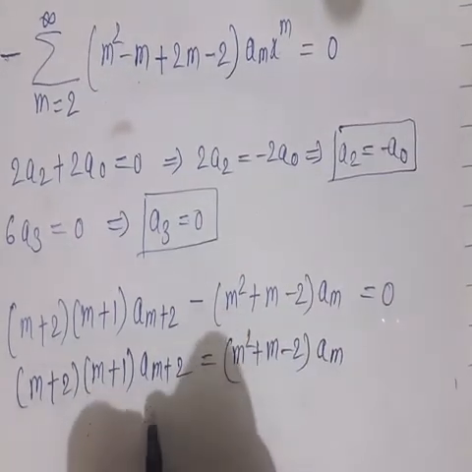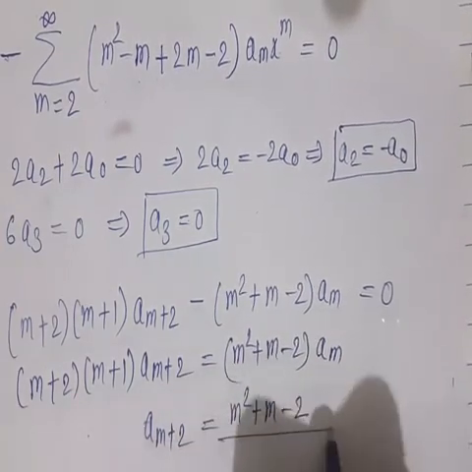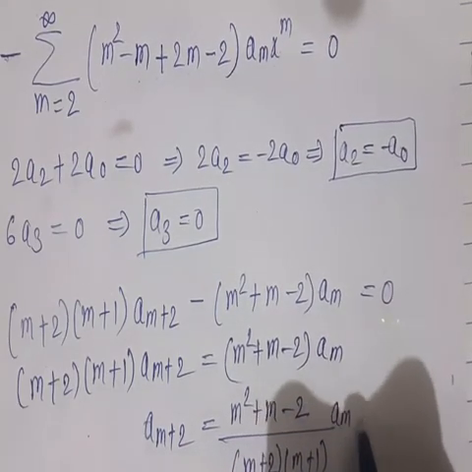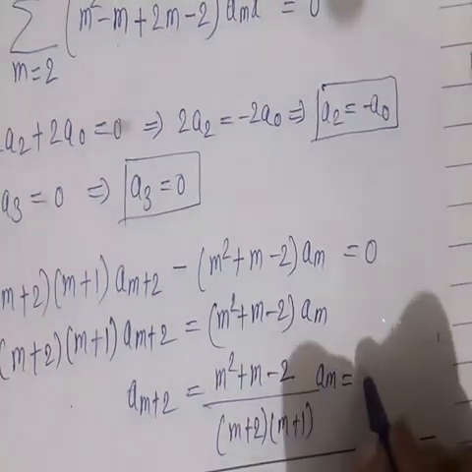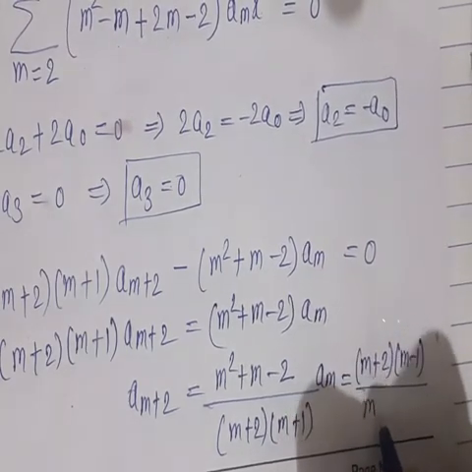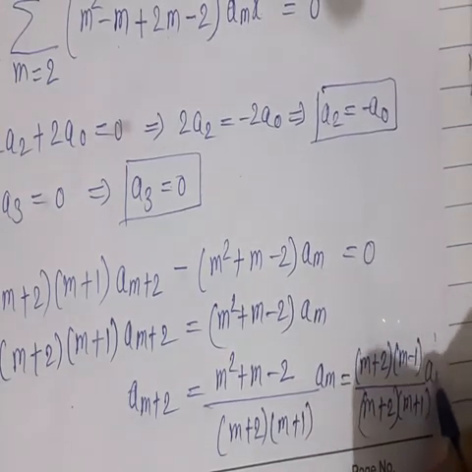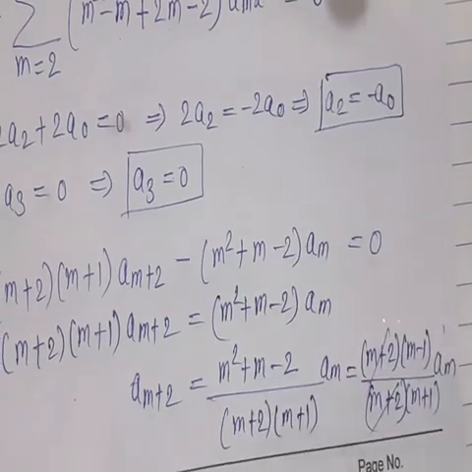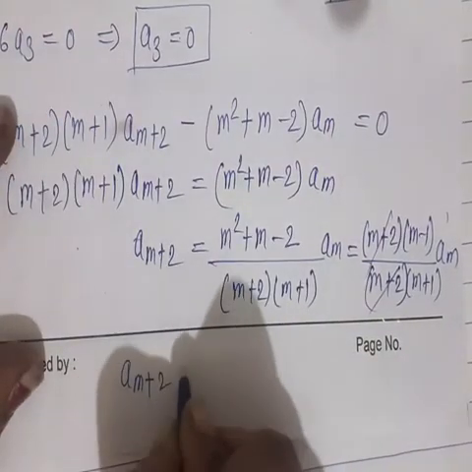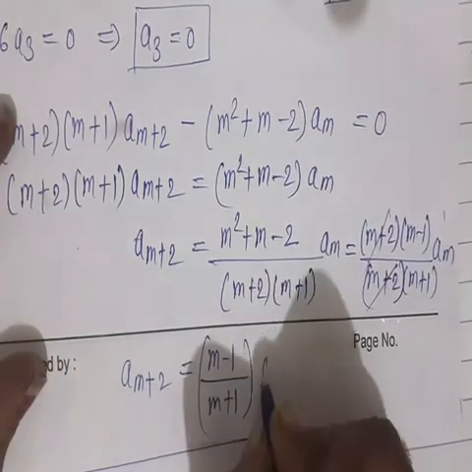So what is a of m plus 2? A of m plus 2 is equal to m square plus m minus 2 divided by (m plus 2)(m plus 1) multiplied by am. Now m square plus m minus 2 can be written as (m plus 2)(m minus 1), so (m plus 2)(m plus 1) multiplied by am. So m plus 2 and m plus 2 get cancelled. Remaining is a of m plus 2, which is equal to m minus 1 divided by m plus 1 multiplied by am.